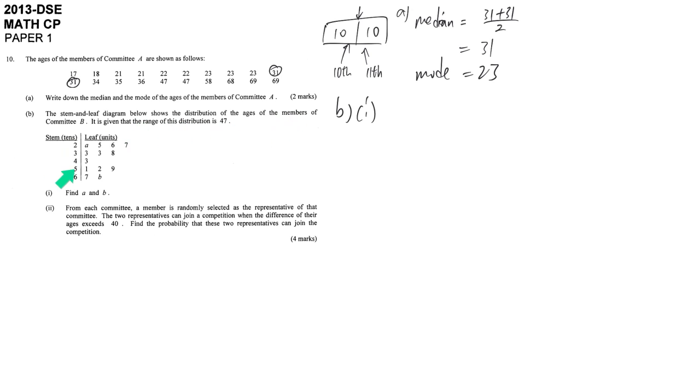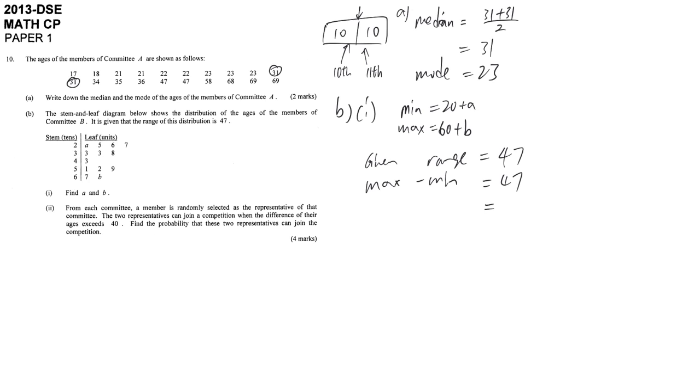They give you a stem and leaf diagram, so you know that this is 20 plus A, and then this data represents 25, 26, 27, like this. They try to give you the range. So minimum is equal to 20 plus A, while maximum is equal to 60 plus B, is how you express it in terms of equation. And then given range is equal to 47, which means the maximum minus minimum is equal to 47.